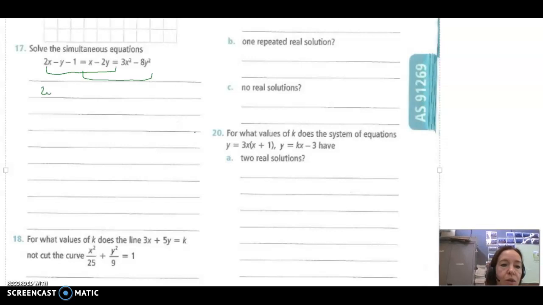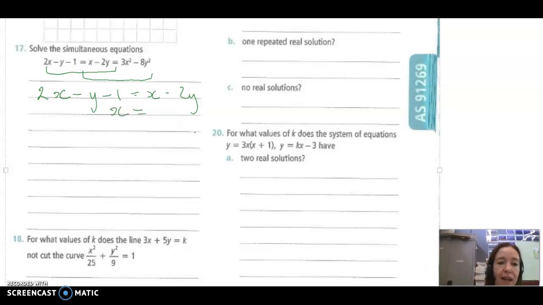So 2y minus, sorry, that's 2x. 2x minus y minus 1 equals x minus 2y. And I can rewrite that as take the x over, so I'll have x equals, so I've taken that x to this side, and I'm going to take those two to this side, so this will become a plus y, so that'll be minus y, and then that will be plus 1.